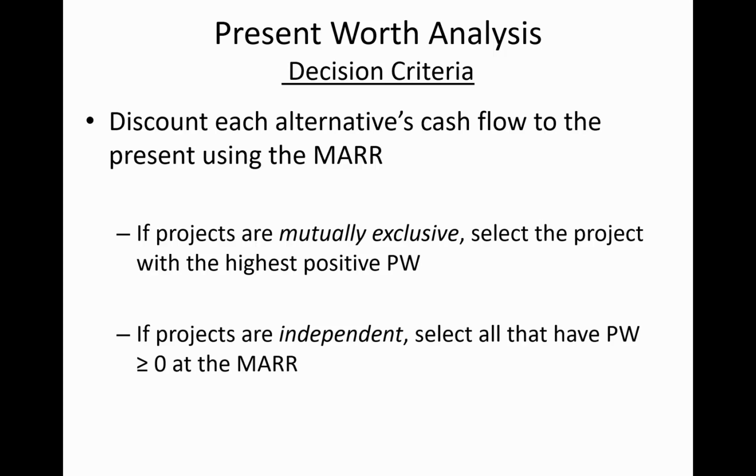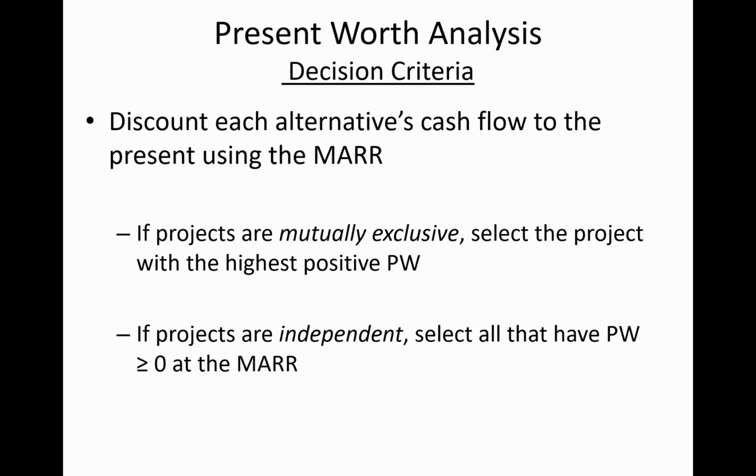And if the projects are independent, meaning you can choose more than one, then you'd select all of the projects that have a present worth greater than or equal to zero at the minimum acceptable rate of return. So the MAR means it is acceptable. Even if the present worth discounts to zero, what that means is you're going to be making a profit rate that's equal to the MAR. If it's greater than zero at the present, then that means you're going to make the MAR plus additional profits.